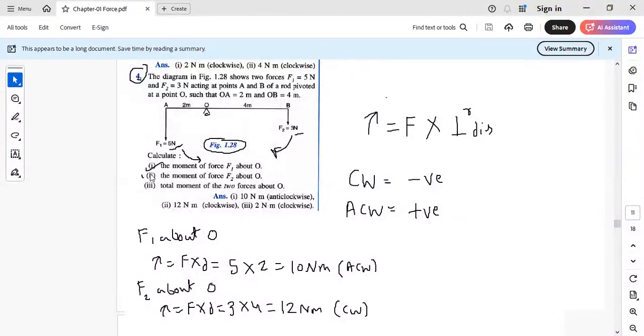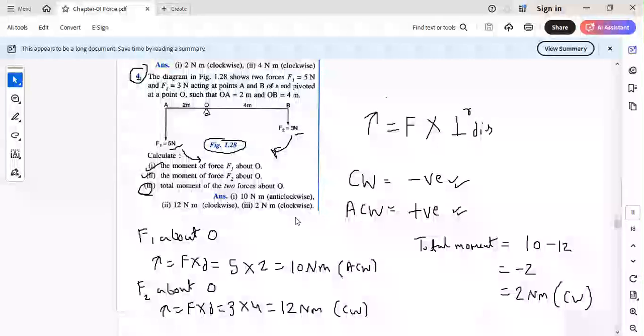Now comes the next part where it says find the total moment of the two forces about O. So the total moment would be the addition of the moments about A and B. The first is 10 Newton meter, and as it is anti-clockwise, I'll write it as 10, and the other one is 12, and that is clockwise, so that would be minus 12. So the answer comes out to be minus 2. Now remember, minus means it is clockwise, so it would be 2 Newton meter in the clockwise direction.